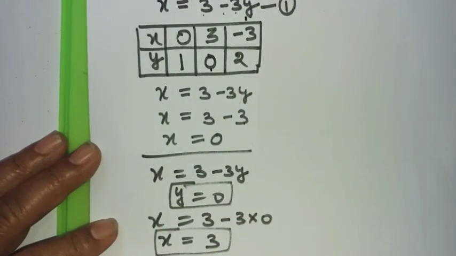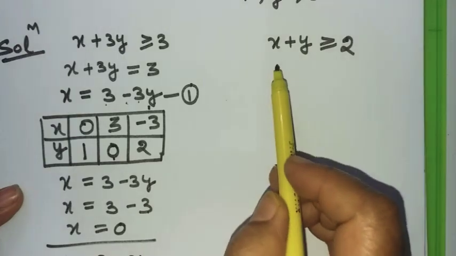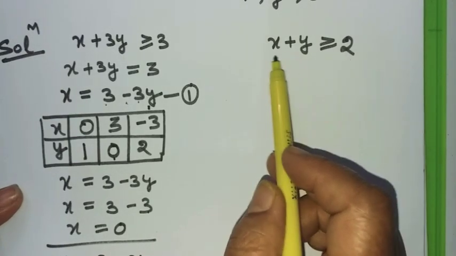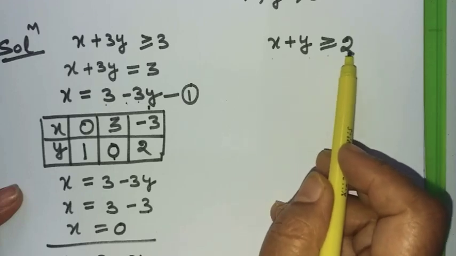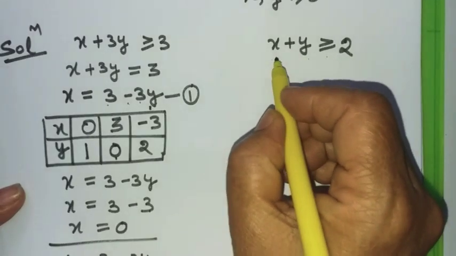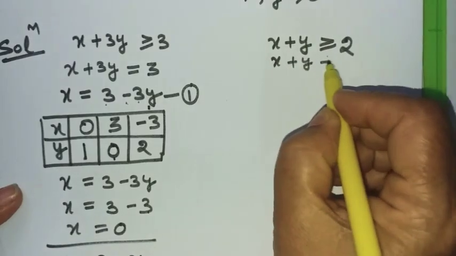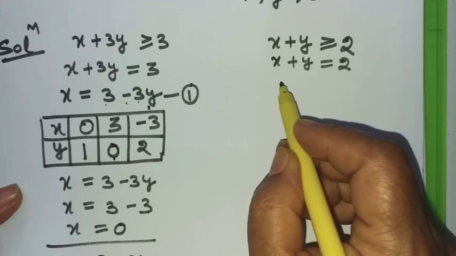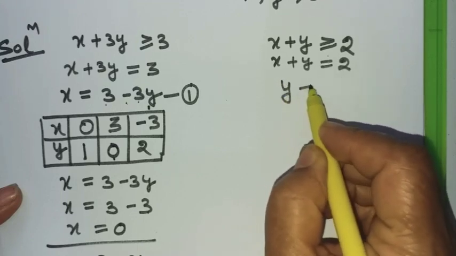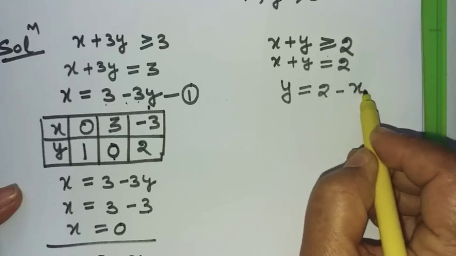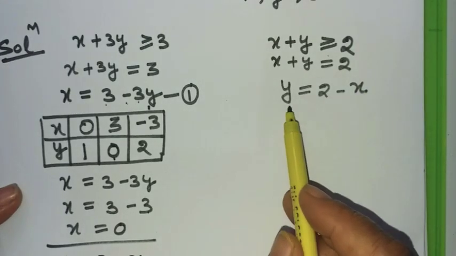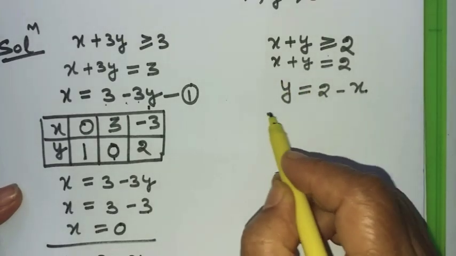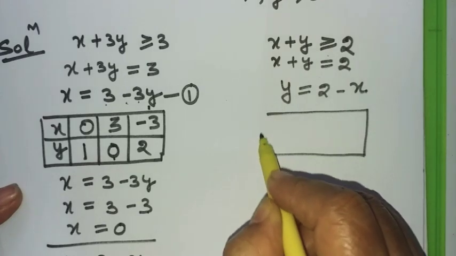Now, similarly, I will plot this inequality also on the graph sheet, x plus y greater than or equal to 2. It is a region. So, first I need a line x plus y equal to 2. So, I have to plot this inequality. Now students, I can write it as y equal to 2 minus x. You can write it both ways. Either you can write y is equal to 2 minus x, or you can write x equal to 2 minus y, and then we make a table.